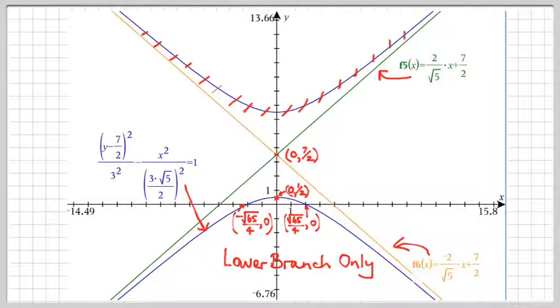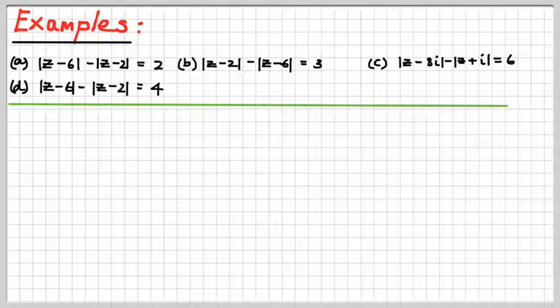And what else have I got? Crossed out the upper branch. That's the positive gradient asymptote. This is the negative gradient asymptote. This is the lower branch. Crossed him out. Better luck next time, upper branch. And what do we got? Yeah, we've done it. We did it.